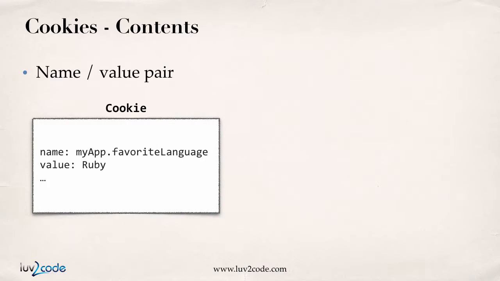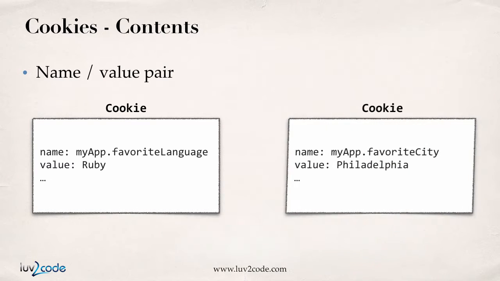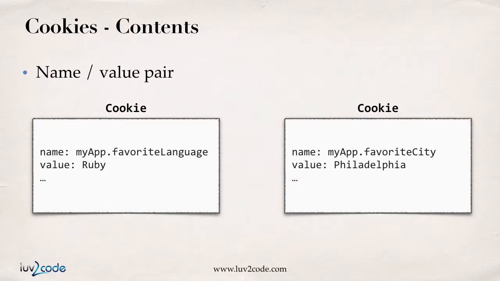Now, what exactly is in a cookie? Well, you can think of a cookie as just like a name-value pair. So a cookie has a given name, like in this example, myapp.favoritelanguage, and then the value could be Ruby. All right, so that's one cookie. And the application can make use of multiple cookies. So we could have another cookie here called myapp.favoritecity, and then the value could be Philadelphia, Pennsylvania. And your application can create many cookies. The max is about 20 cookies per site per path, but that's more than enough for most examples for building applications.